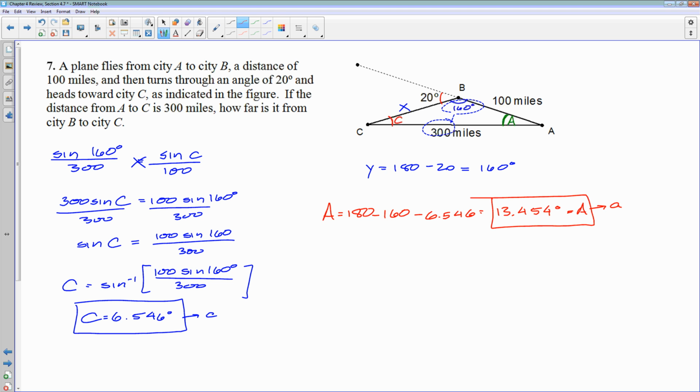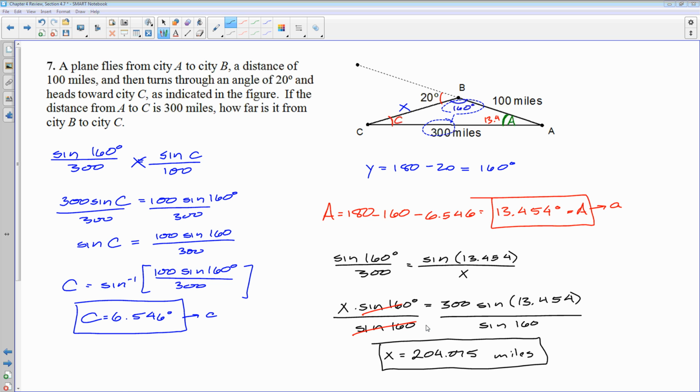So that is now stored. And then I need to solve for x. So this is 13.4-ish. And now I can finally set up the law of sines to solve for x. And so I'll do sine of 160 over 300 is equal to the sine of that angle I just got for A, 13.454 over x. And then I'll cross multiply that and solve for x.